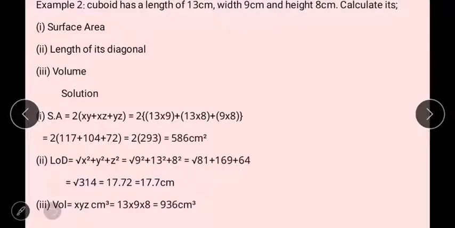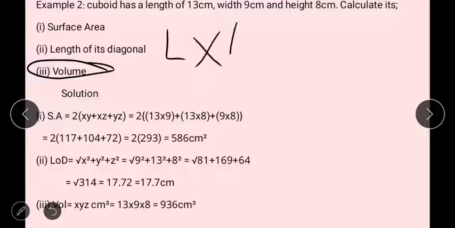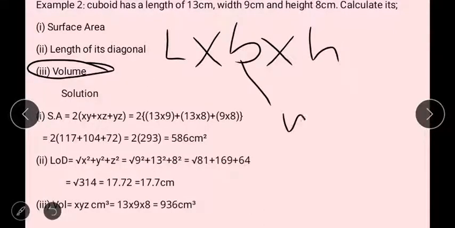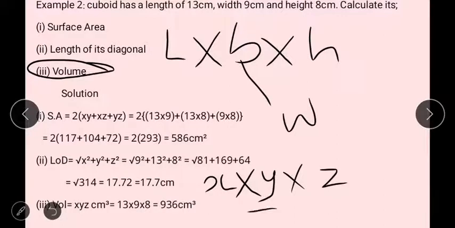Now, we are also told to calculate the volume of the cuboid. The formula to calculate the volume of a cuboid is given as what? Yes, multiplication of all the sides. Length times breadth times height. Oh yes, another name for breadth is width. So it can be length times width times height. Are we together? So that is what? X times y times z equals xyz.